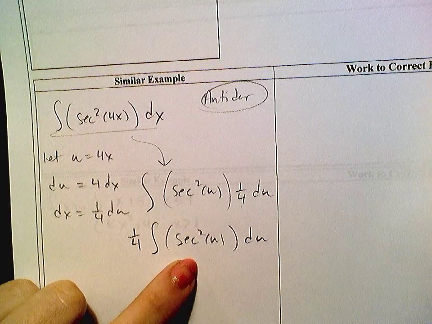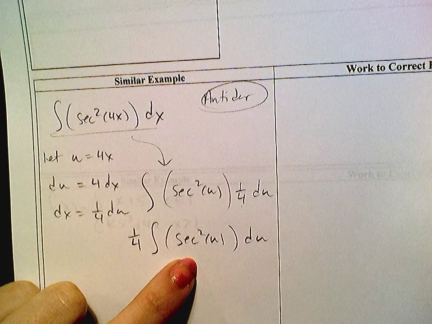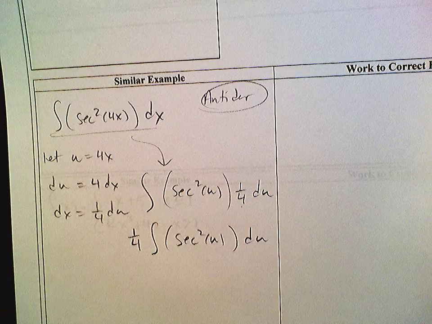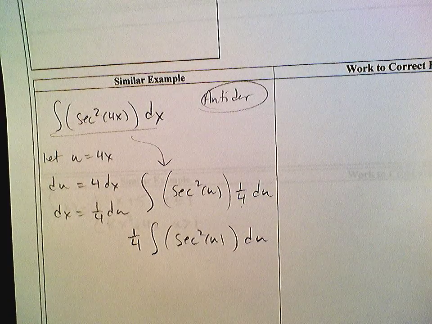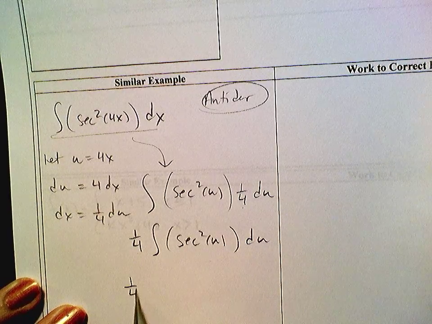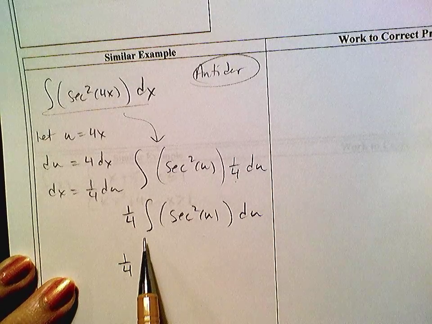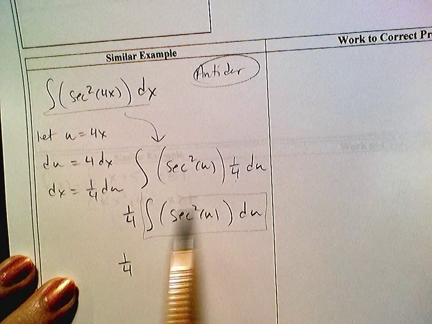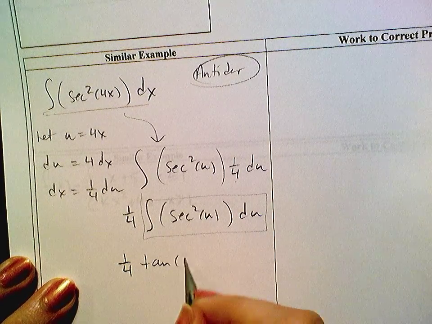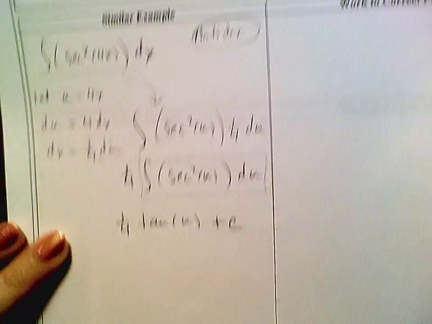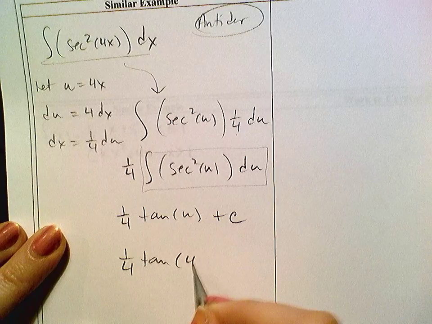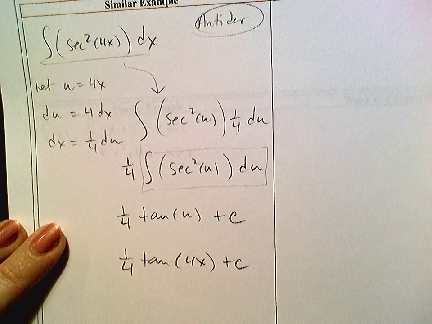Now this is only easy if you know the formula. So the derivative of tangent is secant squared. So therefore the antiderivative of secant squared is tangent. So the 1/4 just comes down, and then the rest of it, which is this part, is the antiderivative of secant squared, which is tangent of u, and then plus c at the end. And then the very last step is you plug the u back in.